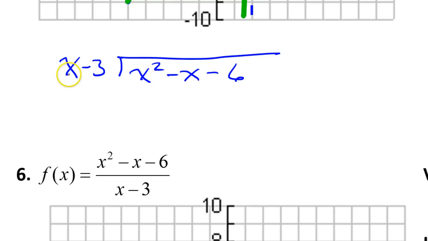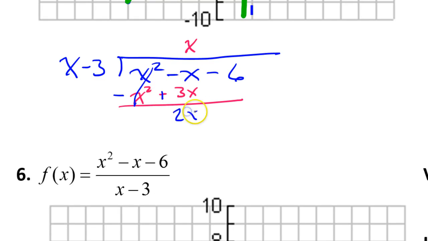So if we do our division, x times what is x squared? That's x. Do the distributive property. X times x is x squared. X times -3 is -3x. Change signs. So these cancel out. So now I have 2x minus 6.